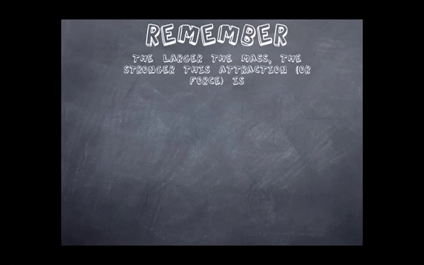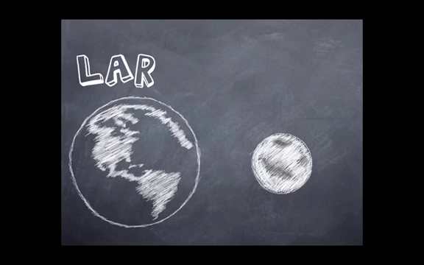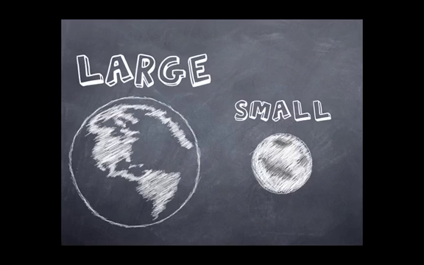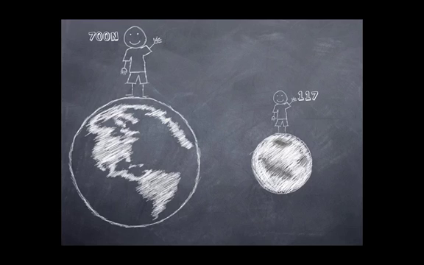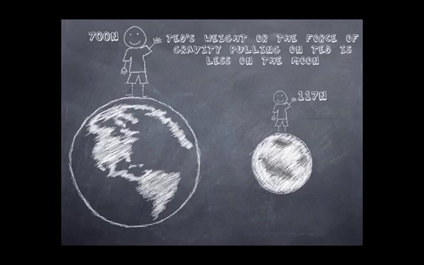Why is that? Remember, the larger the mass, the stronger the attraction or force is. The Earth is large, and the moon is small. In fact, it only has 1/6 the gravity of Earth. So when we put Ted on the moon, he has less gravity pulling on him, so his weight is less, at only 117 newtons.